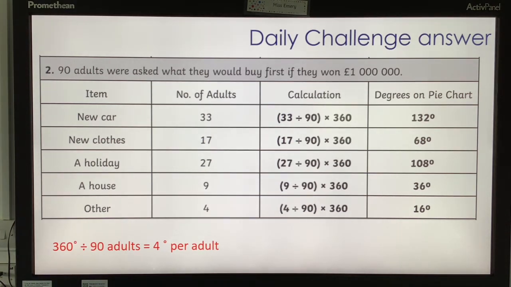But hopefully, whichever method you used, you found that there were 132 degrees for new cars, 68 degrees for new clothes, 108 degrees for a holiday, 36 degrees for a house, and 16 degrees for something else. Now, if you were then to convert that into a pie chart, you would measure those degrees and you would have a full 360.